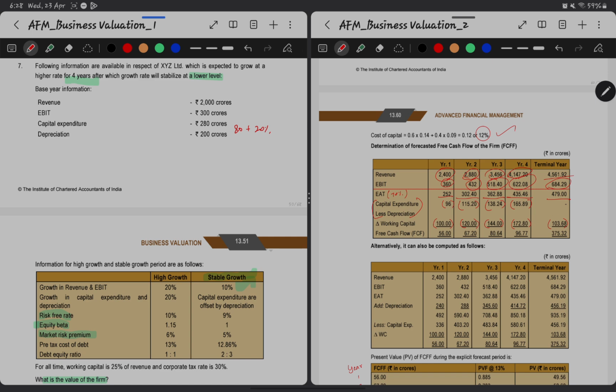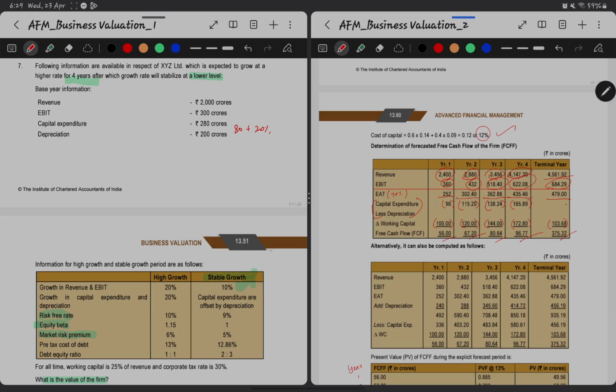Okay, here also same case, 4561.92 minus 4147.2 multiplied by 25%. Because they told for all time working capital is 25%. So irrespective of the terminal or the first 4 years, the increase in working capital is same. Reducing this from the PAT will give us the free cash flow to firm. So 56 in case of year 1, 67.2, and then 80.64, 96.77, and terminal year is 375.32.